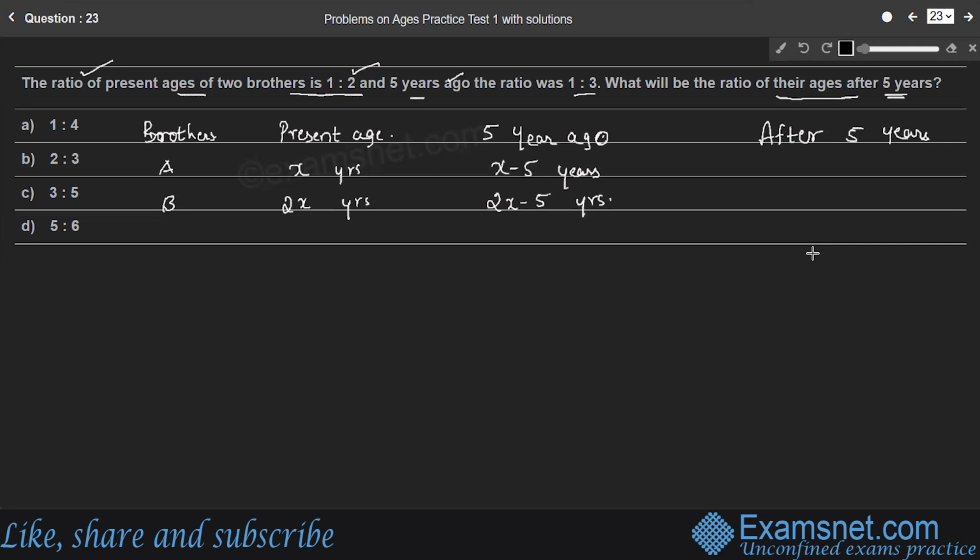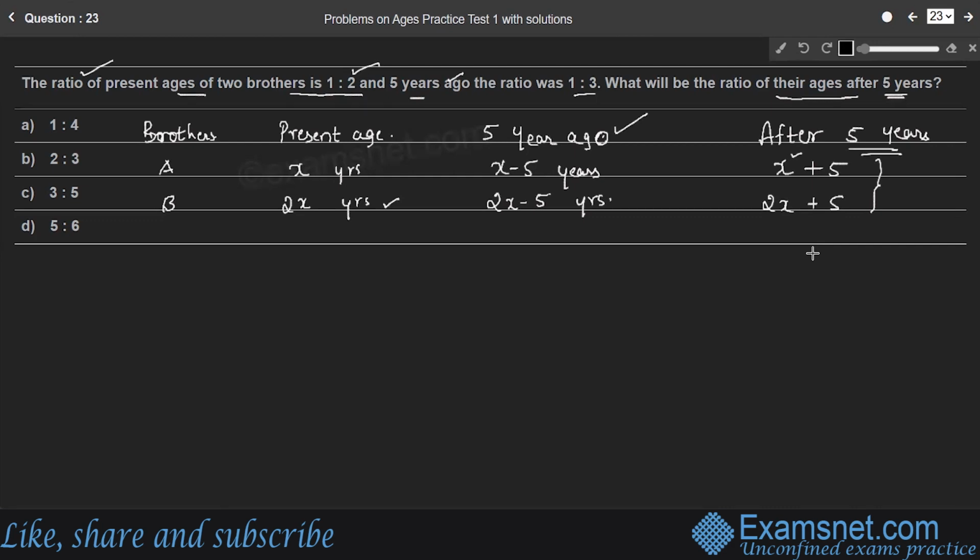So to find the ratio, we need the value of x here. Because after 5 years, A's age becomes present age x plus 5 years, and B's age becomes 2x plus 5, present age 2x years plus 5 years. We need the ratio of these two, and for that, we need the value of x.